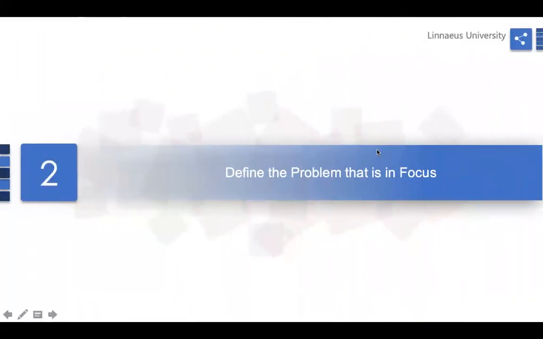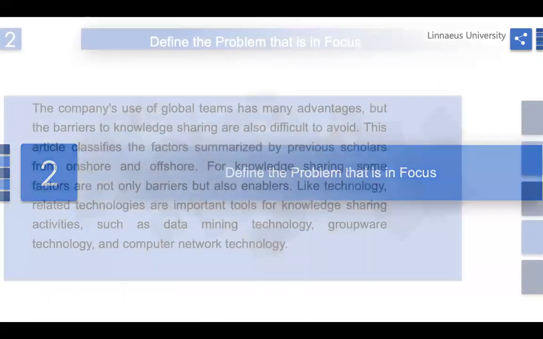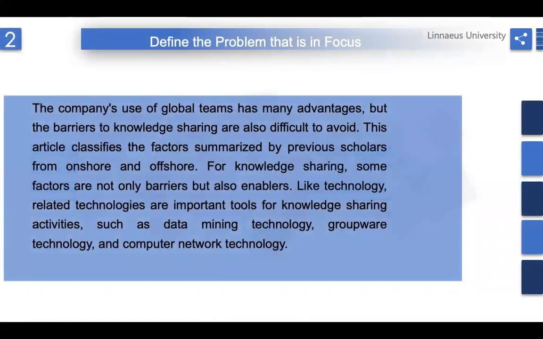Then the second one is to define the problem that is in focus. The company's use of global teams has many advantages, but the barriers to knowledge sharing are also difficult to avoid. This article classifies the factors summarized by previous scholars from onshore and offshore. For knowledge sharing, some factors are not only barriers but also enablers. Like technology, related technologies are important tools for knowledge sharing activities, such as data mining technology, groupware technology, and computer network technology.